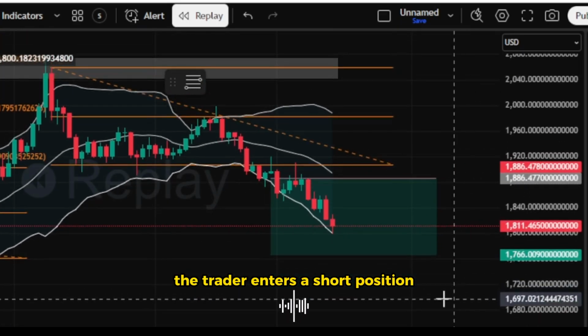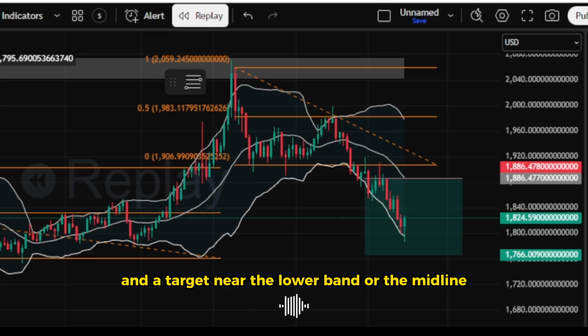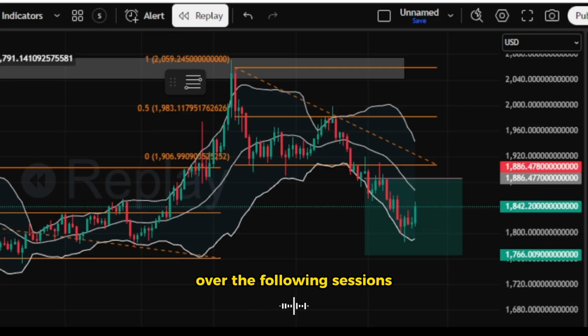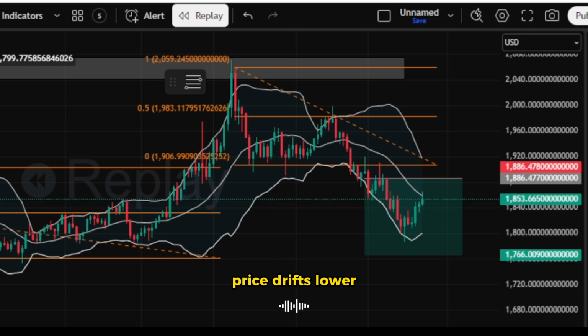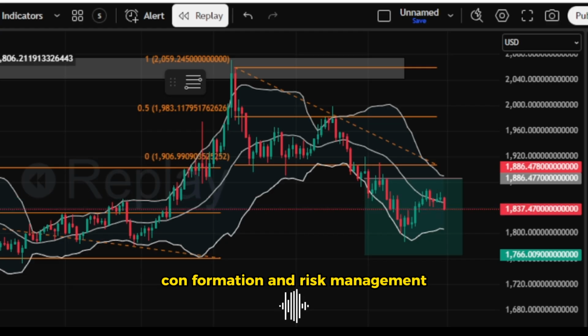The trader enters a short position with a stop loss above the recent highs and a target near the lower band or the midline. Over the following sessions, price drifts lower, fulfilling the mean reversion expectation. This textbook example illustrates how patience, confirmation, and risk management combine to make this strategy effective.